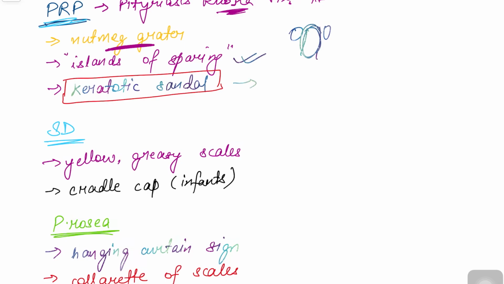Also in these lesions, keratodermas of palms and soles are present, which gives the appearance of a keratotic sandal. So, keratotic sandal is present in pityriasis rubra pilaris.